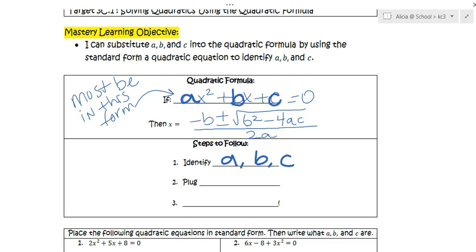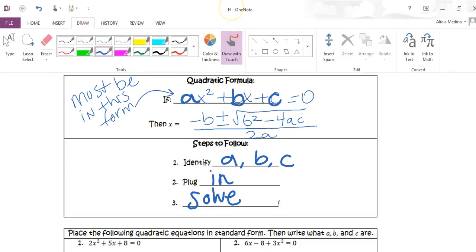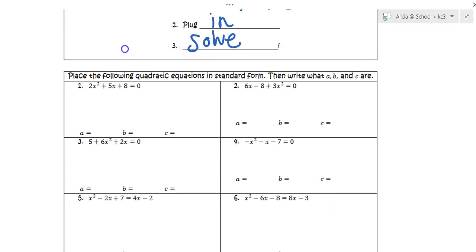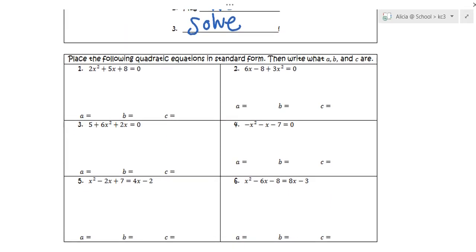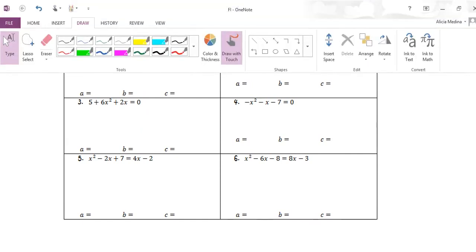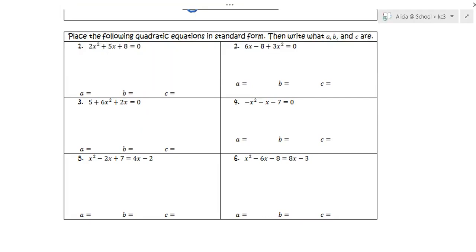Next step is plug in A, B, and C into the quadratic formula. Step number 3 is, well, simplify it and solve. For this video, though, all we're going to be doing is practicing identifying as well as just substituting it in. So you don't have to worry about the solving yet. That's going to be in the next video. But looking at these terms, again, very first step is making sure that it is in standard form. So we have to be in standard form first.